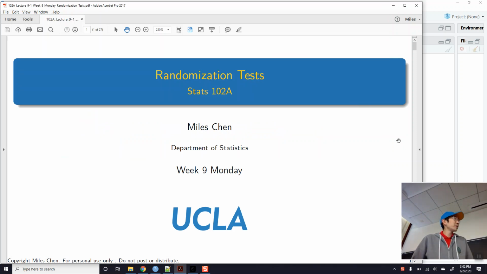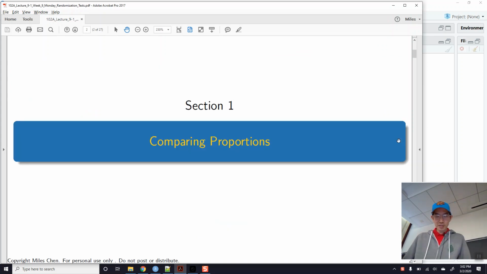All right, today we are talking about randomization tests, okay? So first of all, we're going to start with a review of comparing proportions, okay?